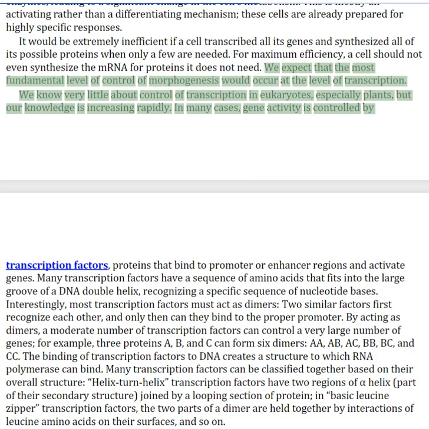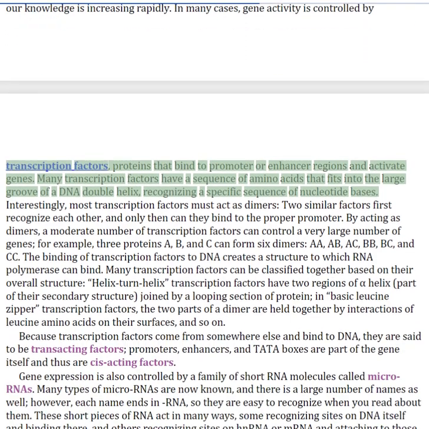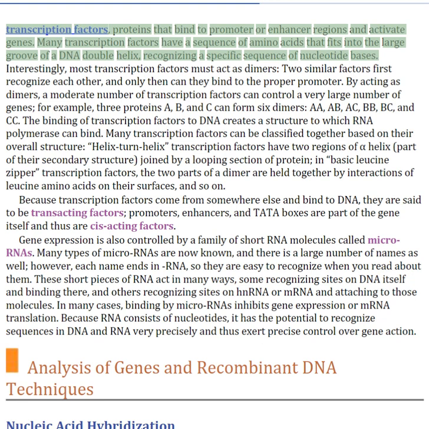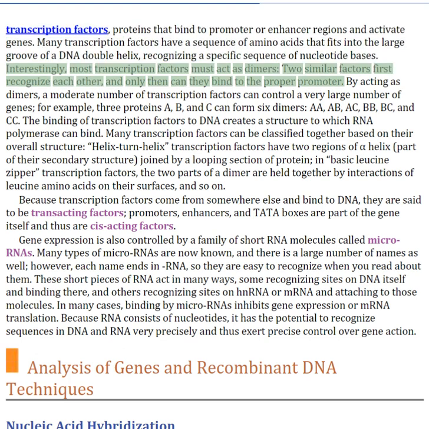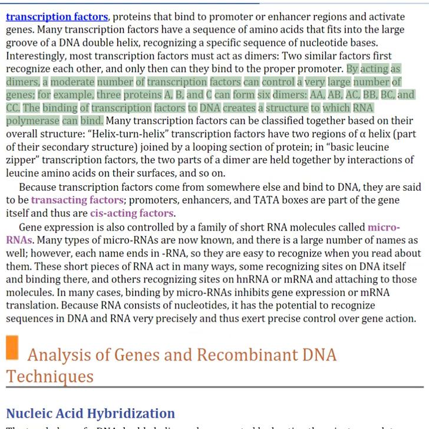In many cases, gene activity is controlled by transcription factors, proteins that bind to promoter or enhancer regions and activate genes. Many transcription factors have a sequence of amino acids that fits into the large groove of a DNA double helix, recognizing a specific sequence of nucleotide bases. Interestingly, most transcription factors must act as dimers. Two similar factors first recognize each other, and only then can they bind to the proper promoter. By acting as dimers, a moderate number of transcription factors can control a very large number of genes. For example, 3 proteins A, B, and C can form 6 dimers: AA, AB, AC, BB, BC, and CC.